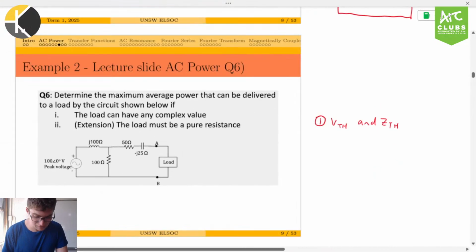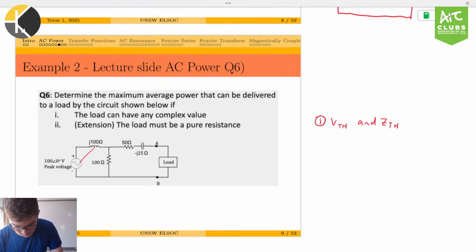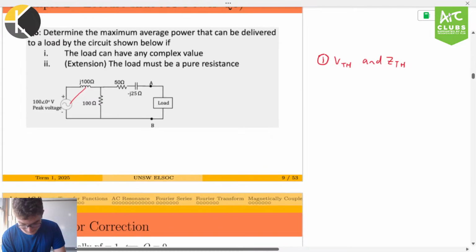There's a few ways you could do this. What I'm going to do is a source transform of these elements. I'm going to add them in parallel and turn it back, and it kind of already looks like a V Thevenin, Z Thevenin environment. Okay, let's do it.